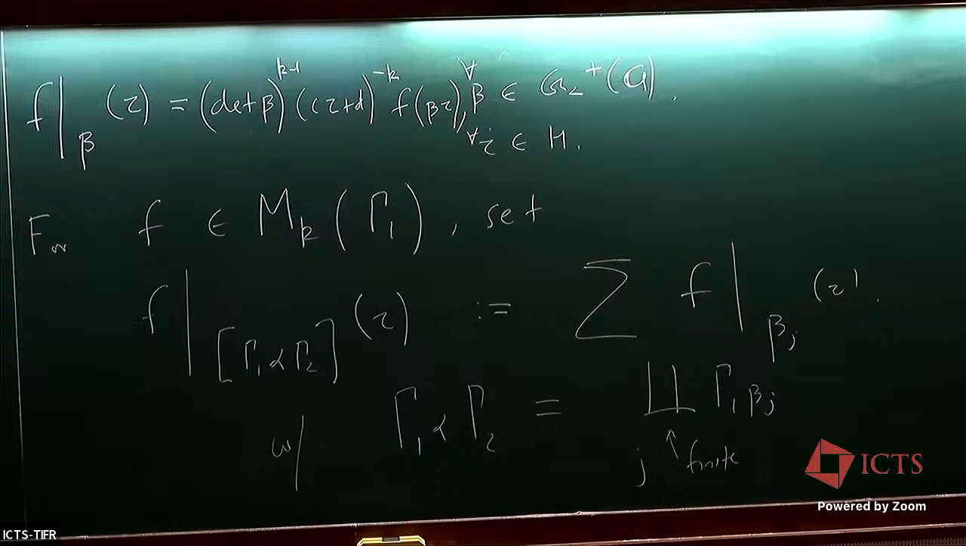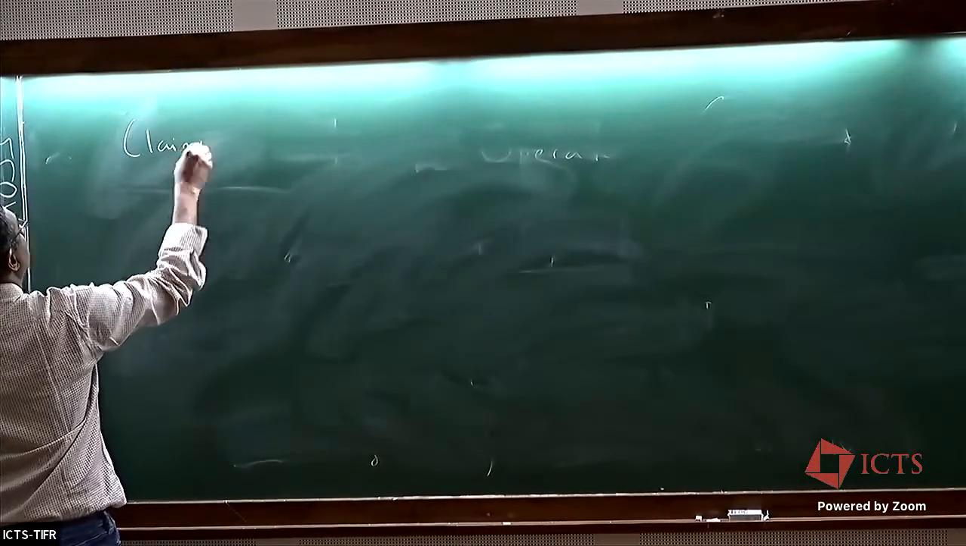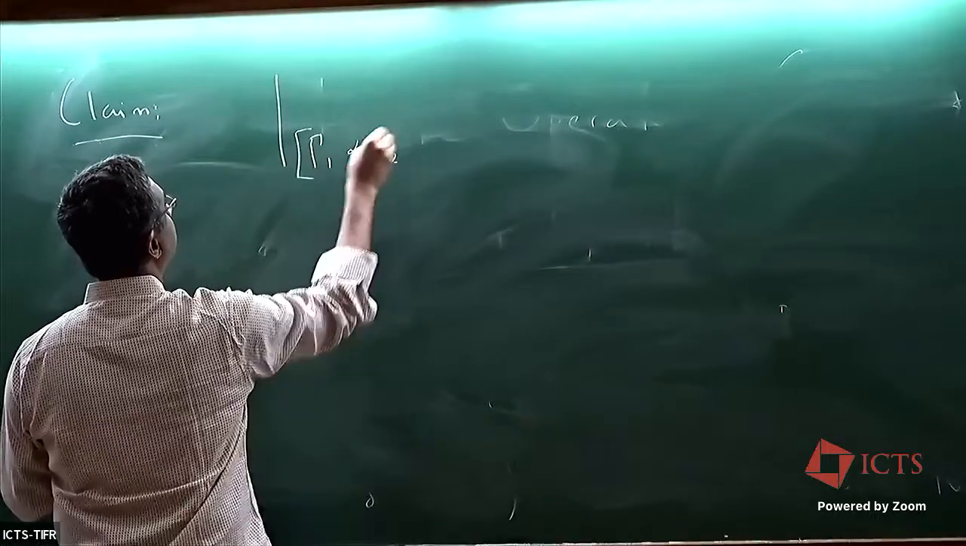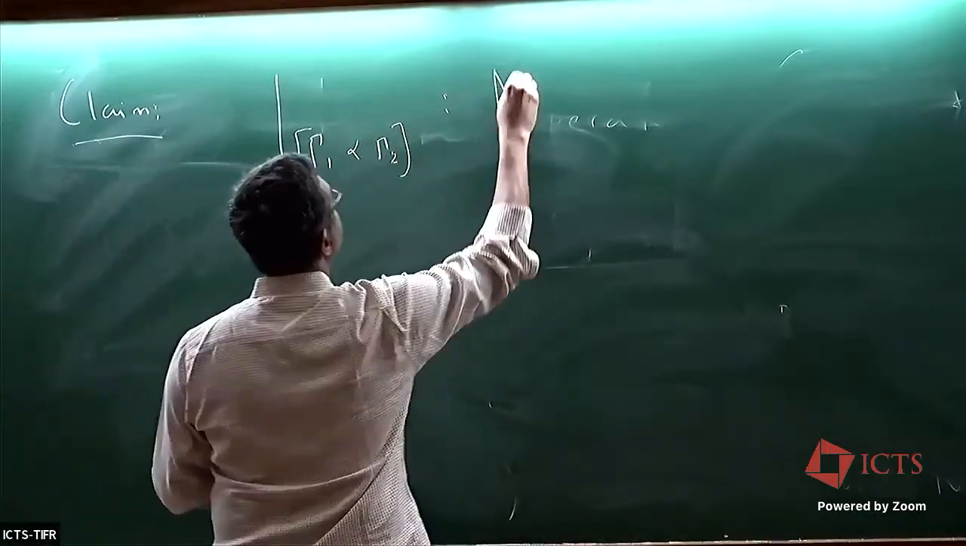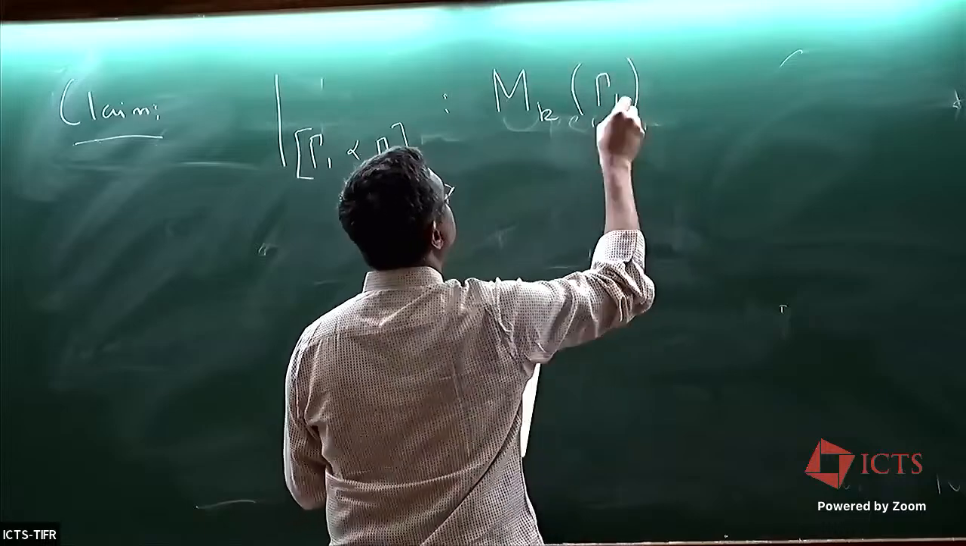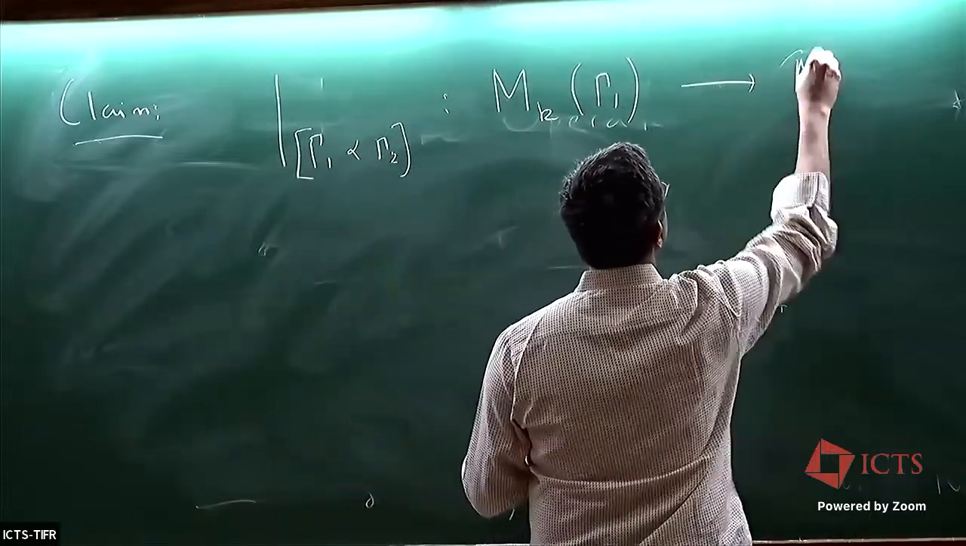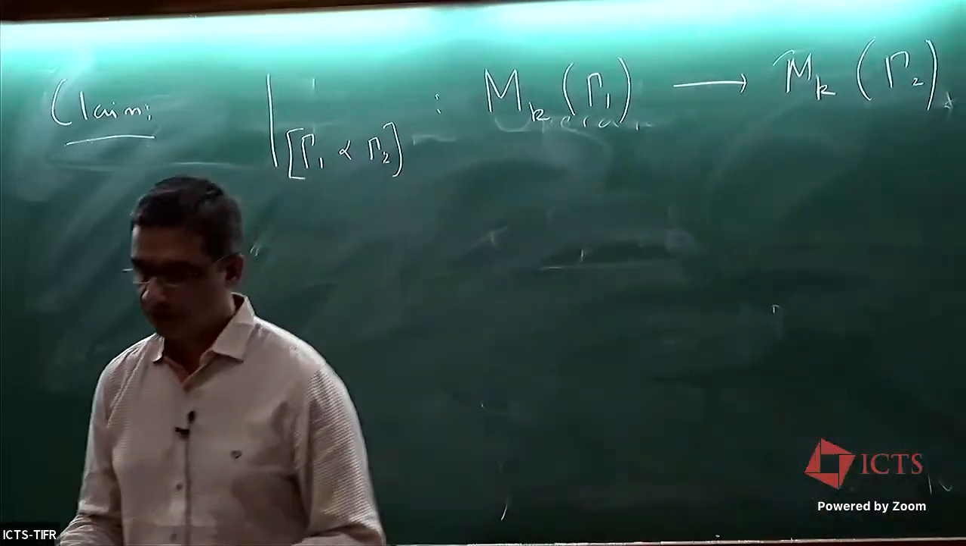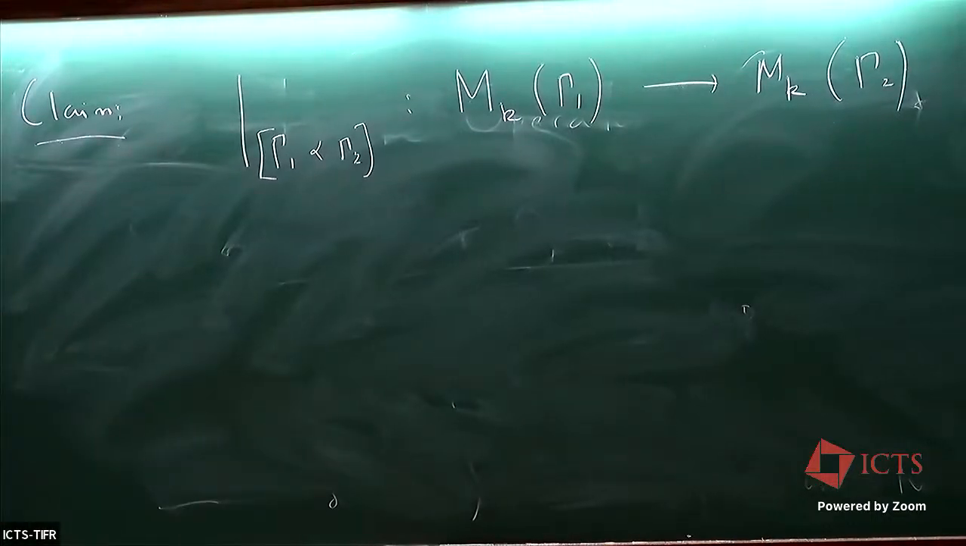Okay, so now let's check that the slashing action actually takes modular forms for Gamma 1 to modular forms for Gamma 2. Claim: the slash double coset operator actually takes modular forms of weight k and level Gamma 1 to modular forms of weight k and level Gamma 2. You can think of Gamma 1 equals Gamma 2 equals Gamma 1(N). This is sounding confusing, so this is just a generality.